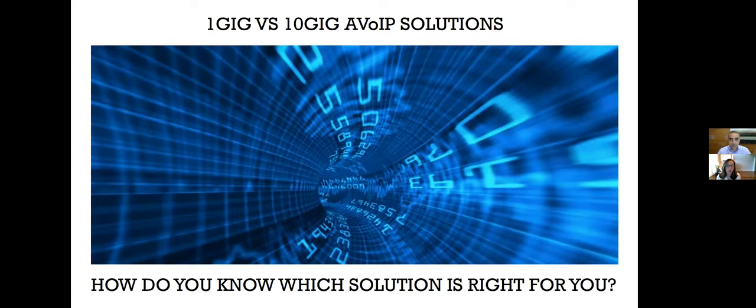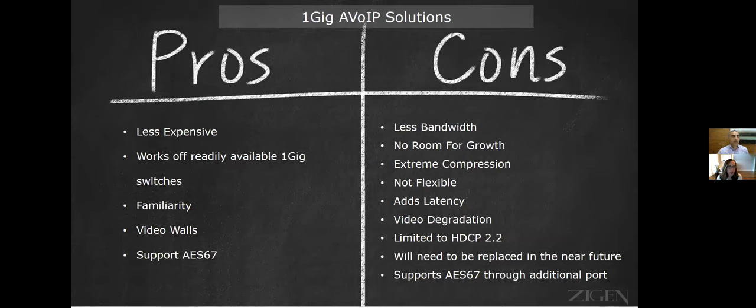So how do you know which solution is right for you? Because there's a time and place for the 1 gig and a time and place for the 10 gig AV over IP solutions. So yes, we're going to look at some of the pros and cons of each one of these solutions. So we're going to start off with the 1 gig AV over IP solution.